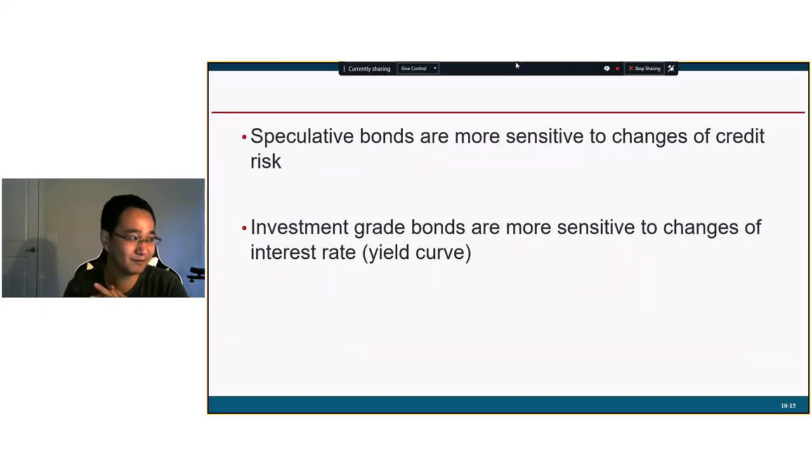This is a point that you kind of get already from the slide I showed a while ago. Speculative bonds are more sensitive to changes of credit risk. Investment grade bonds are more sensitive to changes of interest rate. Okay, the yield curve.